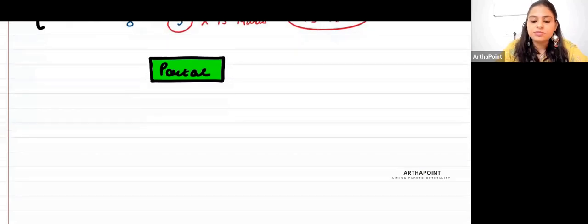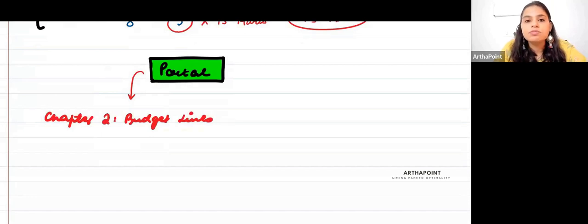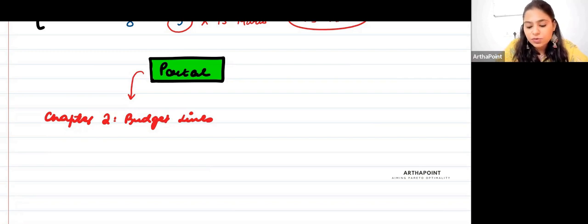So for example, for today, I'm going to only focus on chapter 2, budget lines, as you would have been informed before. The aim for this lecture is that by now you should have read chapter 2 from the portal. When you come here, I will give you a summarized view of what chapter 2 is, and I will follow it with a few past year questions that came in the exam.